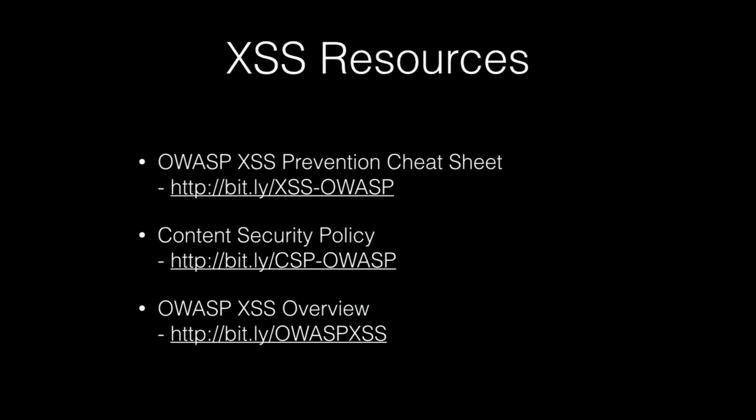Now, for cross-site scripting, you can, again, dive in deeper. There's a few resources here. There's the prevention cheat sheet from OWASP, something called content security policy, which if you're building a new application from scratch, I highly recommend you dive into that. It's a way of completely wiping out cross-site scripting by using browser-based controls. I won't go into all the details, but it's very interesting. And then there's another OWASP XSS overview video to look at.